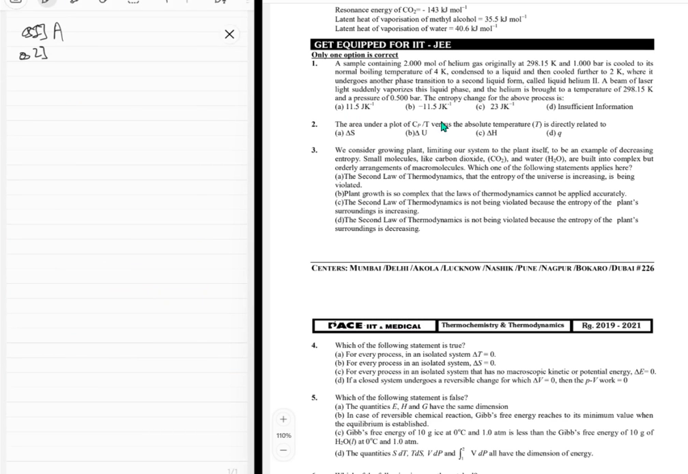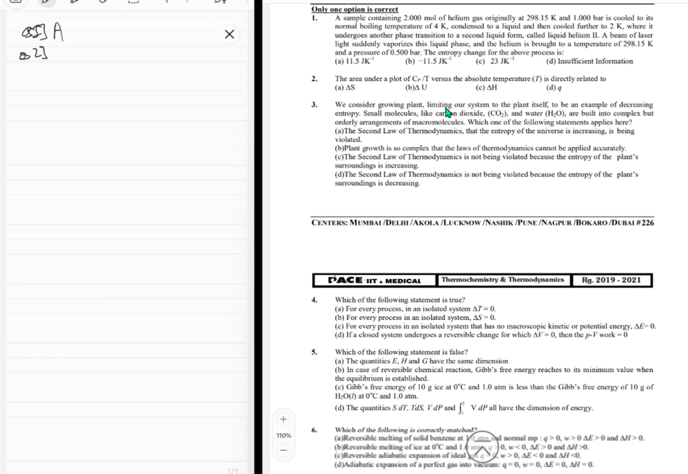Seriously, I thought this would be very hard, but no, it's just this, all of that's just a distraction. The area under the plot of Cp versus T curve, versus the absolute temperature T, is directly proportional to what? Under a plot of Cp upon T curve, versus the absolute temperature T. I mean, why would you want to find that?